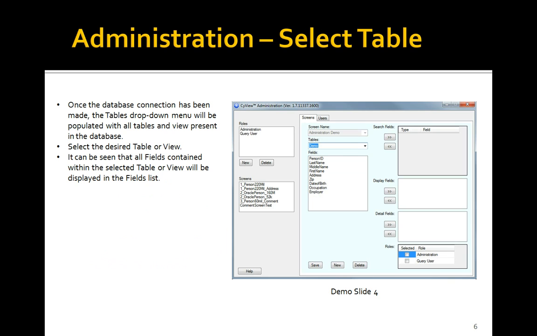Upon connecting, all tables within the database will be populated in the Tables drop-down list. Here we have selected the demo table. Once you've selected the desired table or view, all fields contained within will be displayed in the fields list. Here: person ID, last name, middle name, first name, and so on.